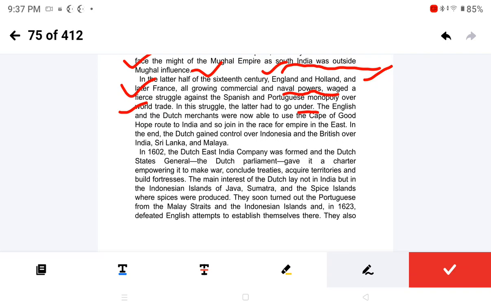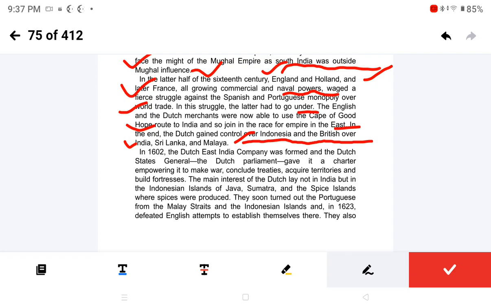The English and Dutch merchants were now able to use the Cape of Good Hope route to India and so join in the race for empire in the east. In the end, the Dutch gained control over Indonesia and the British over India, Sri Lanka, and Malaya.